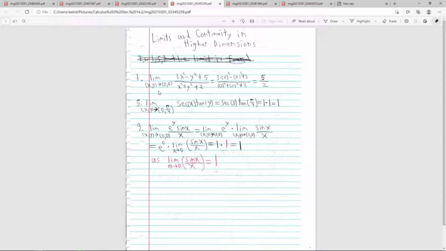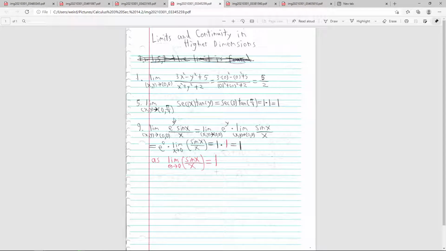So (x, y) approaches (0, 0). Both coordinates are going to 0 here. The limit of 3x squared minus y squared plus 5, divided by x squared plus y squared plus 2. This is just a plug-in type problem though, because we're just evaluating these limits, and sometimes they can be evaluated directly when you're given the points. And you get 5 halves, and it's quick like that.